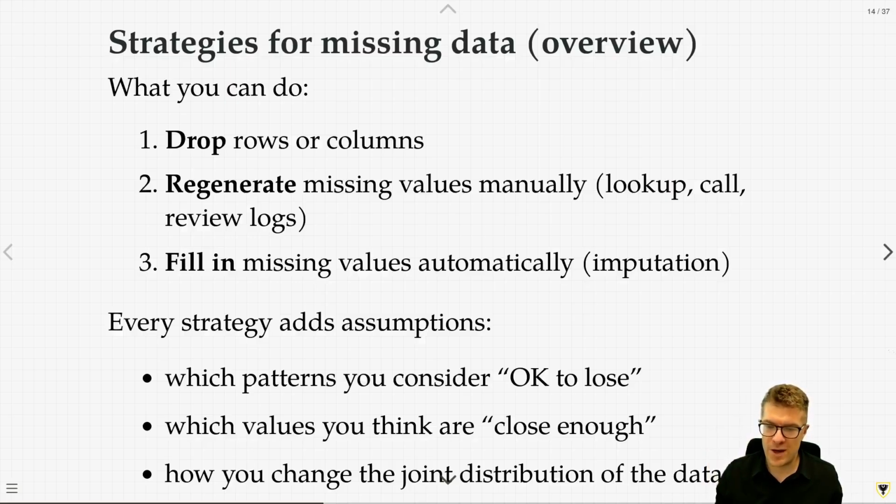So what patterns are you okay to lose? Are you okay to lose this entire data point just to get rid of the not a number? Which values do you think are close enough? If I was going to change a not a number to a reasonable sounding data value, what is close enough? And will adding this value change my predictions in crazy ways? Again, be careful. So always be aware of how you change the distribution of the data.